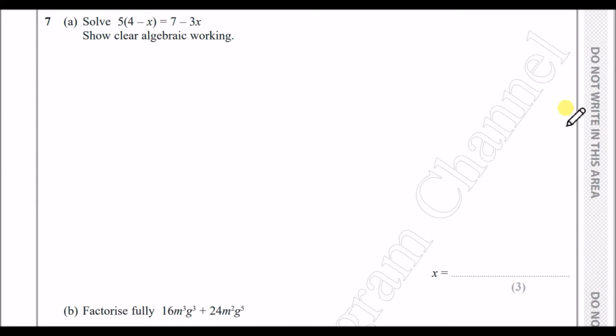So, part A. Solve 5 times (4 minus x) equals 7 minus 3x. Show clear algebraic working. Okay, this is algebra. Everyone loves algebra questions. Now, to solve these kinds of problems, you must always expand the brackets. To expand it, you multiply the inside by the number outside, which is 5. So 5 times the inside will give us 20 minus 5x. And you're going to equate it to the right hand side.